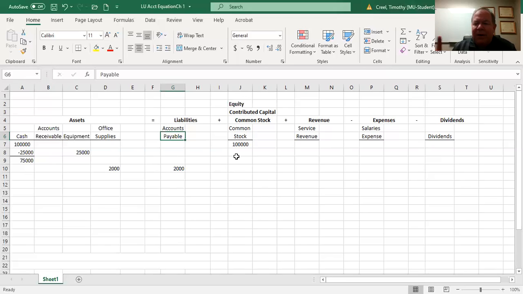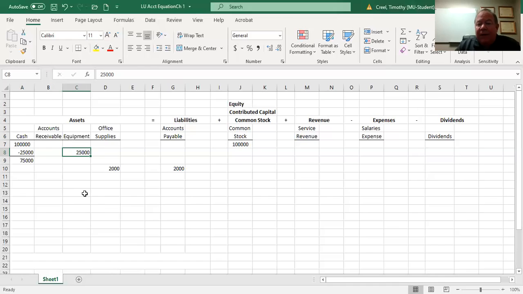Now, one of the things I did want to mention real quick is remember when we did the transaction where we purchased the equipment with cash? A lot of the transactions you're going to see are going to be simply trading one asset for another. And in this case, we just simply traded cash. We reduced cash. We took it out of our cash balance and used it to purchase equipment. So a lot of transactions are simply trading one asset for another. That's a pretty common transaction that you're going to see.